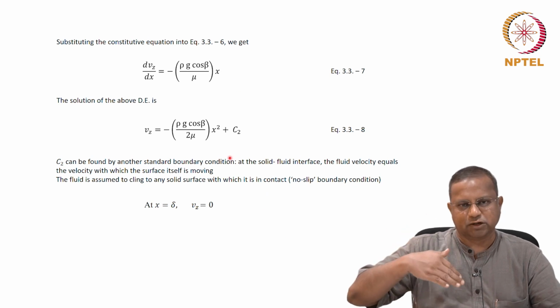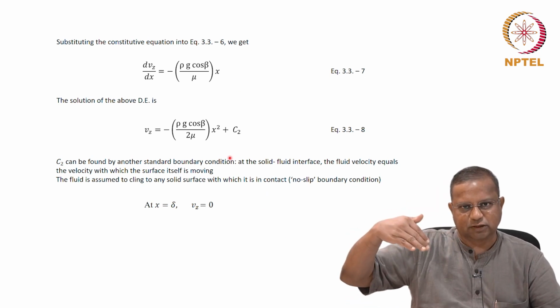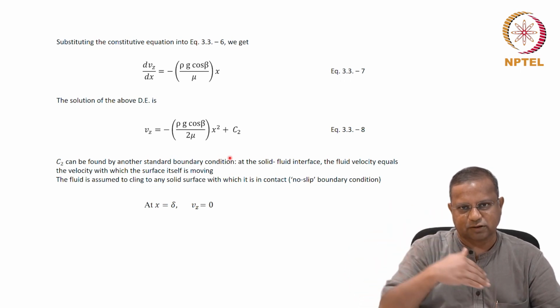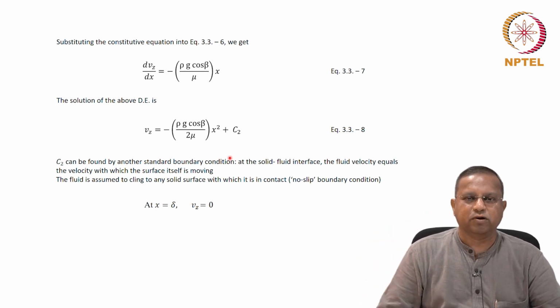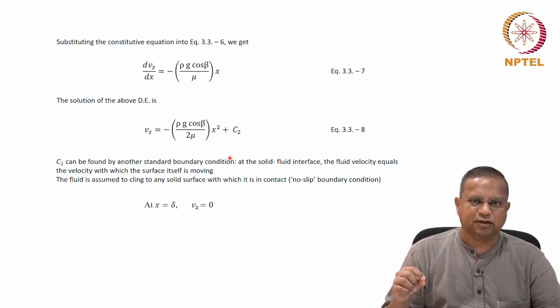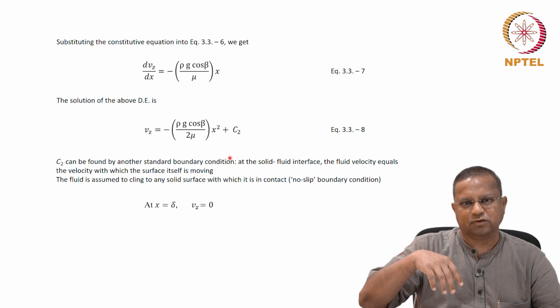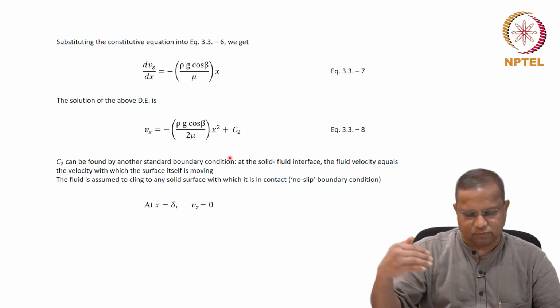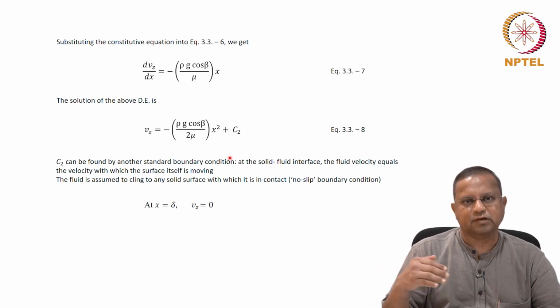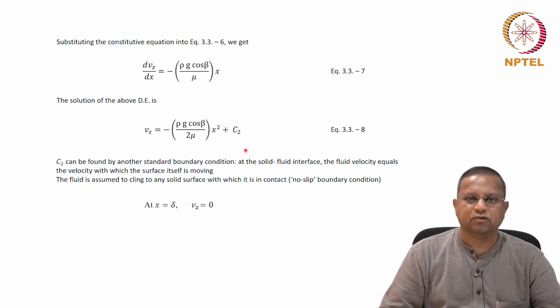And then the other boundary condition was at the other edge, the liquid solid interface. The no slip boundary condition says that the layer closest to the solid surface clings onto the solid surface and does not move, or moves with the same velocity as that of the solid surface. In this case, the solid surface does not move, and therefore the velocity of the layer closest to the wall happens to be 0. So that is a no slip boundary condition.